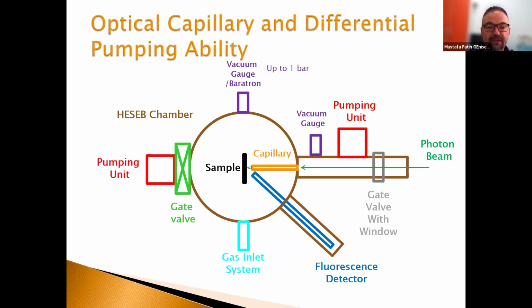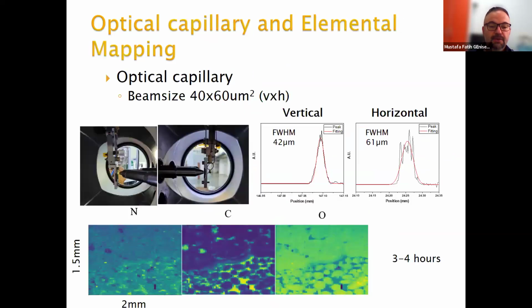And when we fill the chamber up to 1 bar with helium, the pressure in here is less than 10 to the minus 12 millibar with the help of this pumping unit, and this gas will not affect the beamline, which we have to protect. So here, this is how we use the optical capillary.